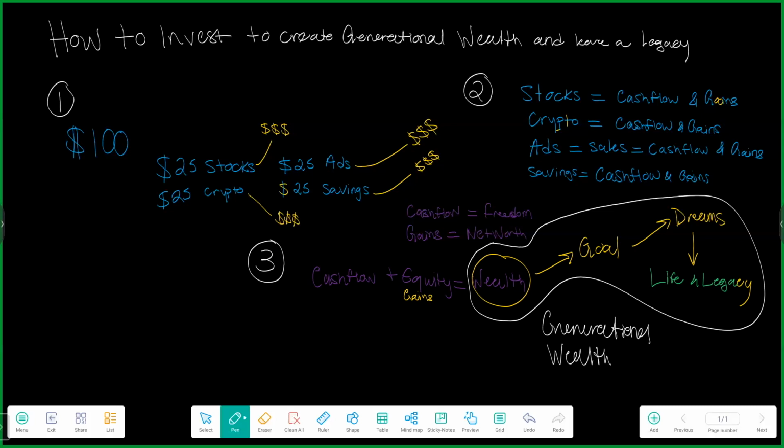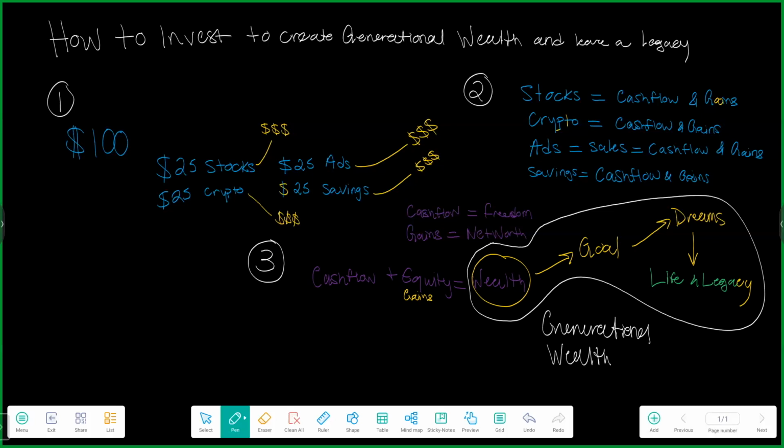Our wealth helps us reach our goals. Our goals help us achieve our dreams. Our dreams eventually will lead us to live the lifestyle and the life that we want to live, as well as leave the legacy behind that we want to leave for us to be remembered by. And that is the generational wealth aspect of it.